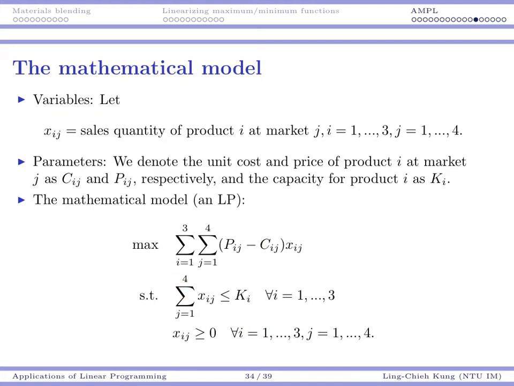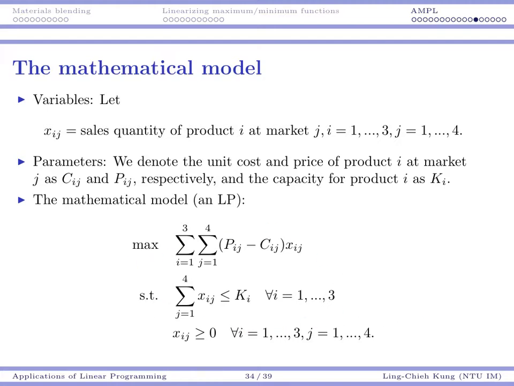So let's define our variables. I'm going to let xij be the sales quantity of product i at market j, i from 1 to 3 and j from 1 to 4. For parameters, I'm going to denote the unit cost and the unit price of product i at market j as capital Cij and Pij. And then my capacity for product i is denoted as Ki. Then my mathematical model would be like this.